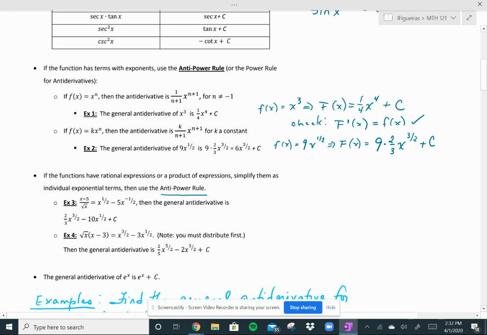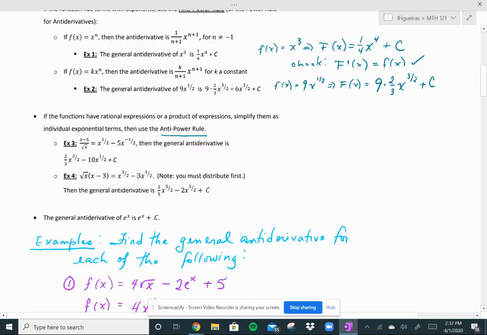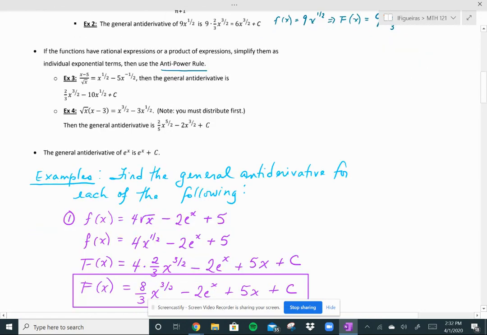Okay, so let's do some other examples. Oh, one more rule, sorry. The general antiderivative of e to the x is just e to the x plus c. So if you remember, the derivative of e to the x is e to the x, therefore the antiderivative of e to the x is also e to the x. All right, so we're going to apply all of these, the anti-power rule, the e to the x, some of the trigonometry in the following examples.